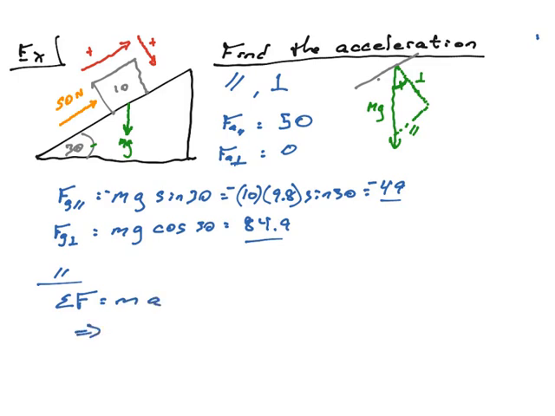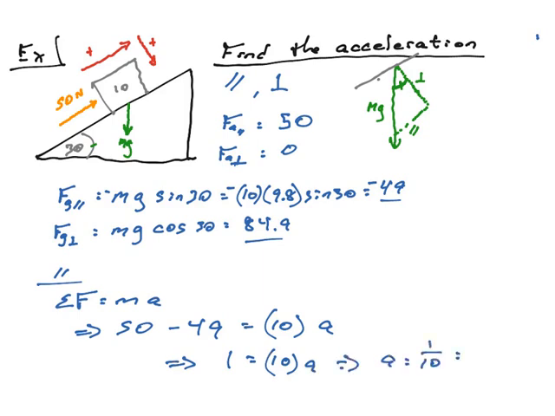So what are all of my parallel forces? I've got a positive 50 and I have a negative 49. Those are all the parallel forces here, set equal to mass times acceleration. So 50 minus 49, that's 1, equals 10 times a. So a is 1 over 10, which is 0.1.